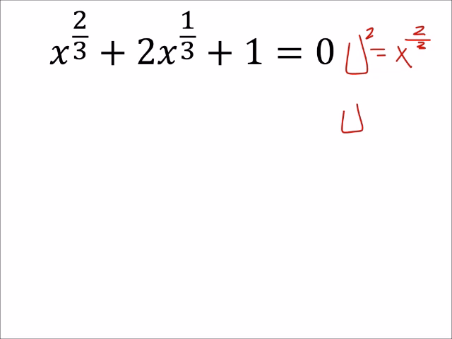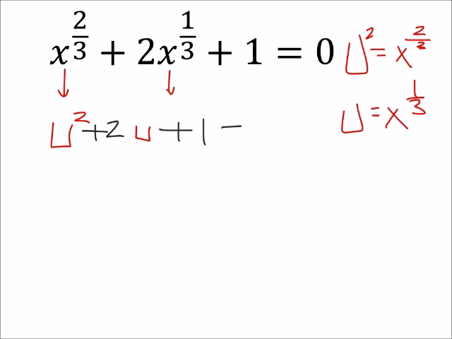Which means that u by itself would be x to the 1/3. Again, if we squared the u, then we'd get the square of the x to the 1/3. That's x to the 2/3. That's great. So x to the 2/3, I'm going to replace with u squared plus 2, and x to the 1/3, we replace with u. That's plus 1 equals 0.